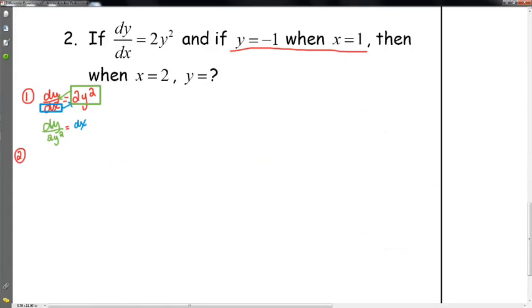Alright, step 2. Now we're going to integrate. And so I have 1/2. I'm going to move the y to the top so it becomes y to the negative 2 dy is equal to the antiderivative of dx. And so the antiderivative of 1/2 y to the negative 2 is going to be 1/2 y to the negative 1 divided by negative 1, so that means this becomes negative 1/2 y to the negative 1. The antiderivative of dx is just x, so we're going to write x plus c.